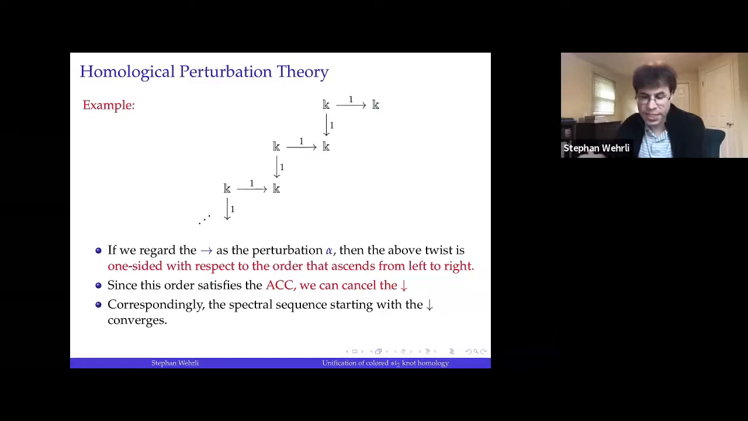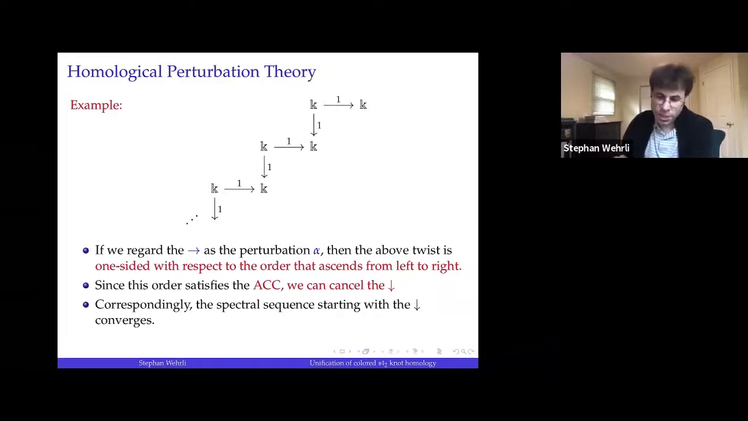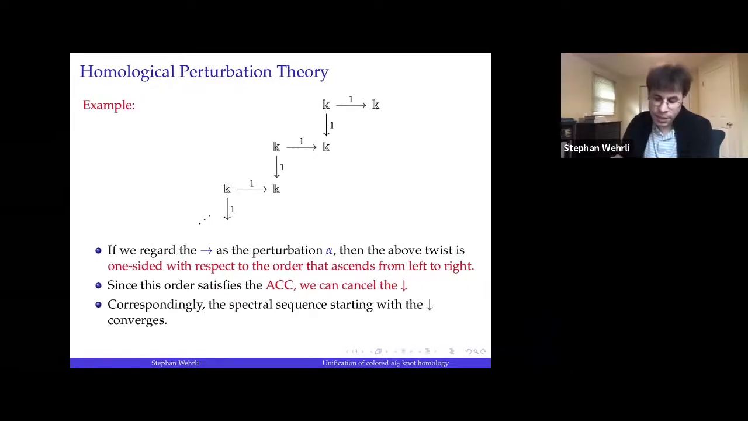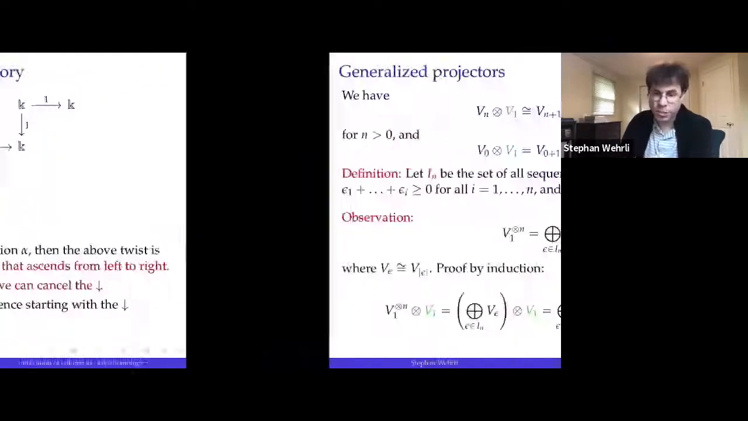On the other hand, in this example, I interpreted the horizontal differentials as the perturbation. I could also try to interpret the vertical differentials as perturbations, but then this perturbation would not satisfy the ascending chain condition because basically we can go arbitrarily far down. So this is homological perturbation theory, and again we use this in the proof that the closure of the categorified projector is a model.